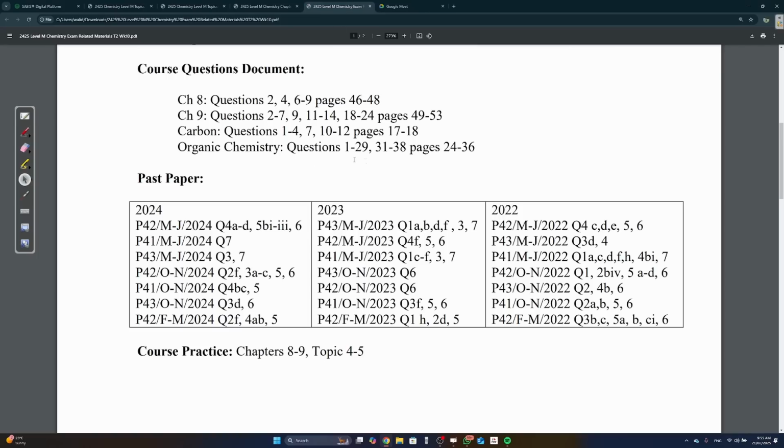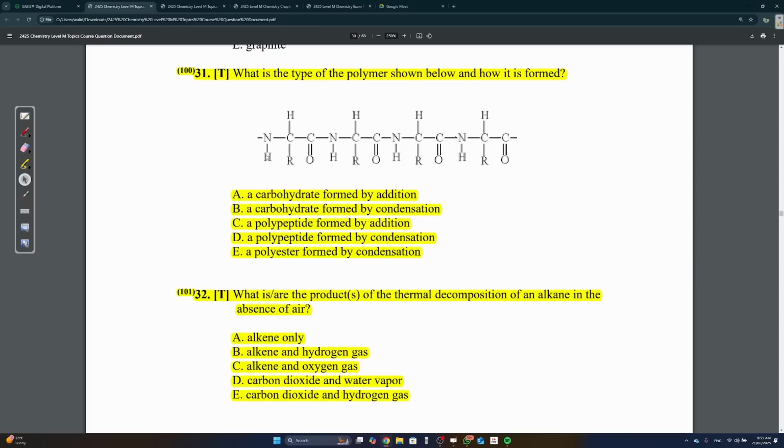Okay, these were all in the notes I did for you. But these now we're gonna do in the course revision. What's the type of polymer shown below and how is it formed? Let's take a look at it really quick.